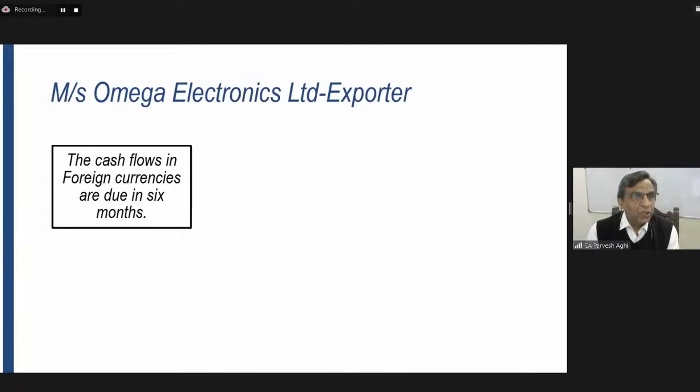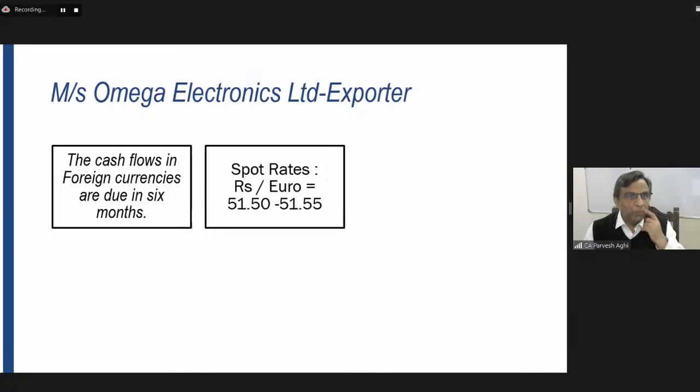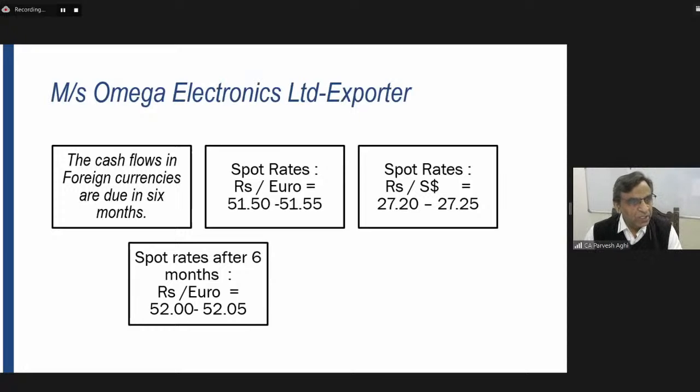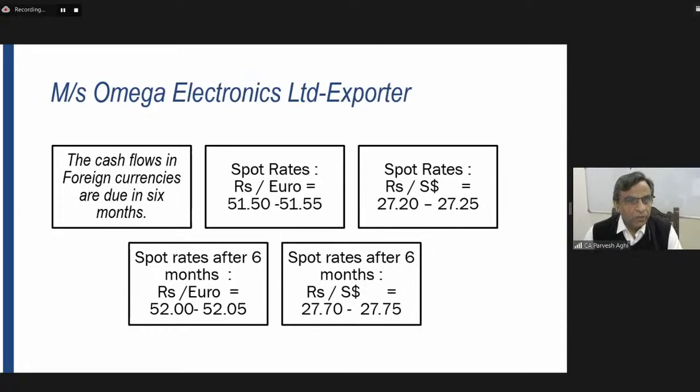So Omega Electronics is an exporter. The cash flows in foreign currencies are due in 6 months. So he's going to get his money after 6 months. And he's going to pay also after 6 months for his imports. But for all his exports, he is also going to get the money after 6 months. The spot rate is on your screens for euro, and the spot rate for Singapore dollar is also on your screen. Then the spot rate after 6 months is also on your screen. Mind you, these are not the forward rates. These are the spot rates after 6 months. The current spot rate and the spot rate after 6 months is given to you.